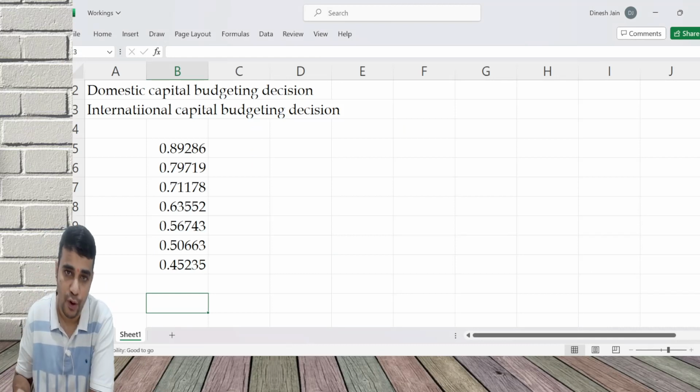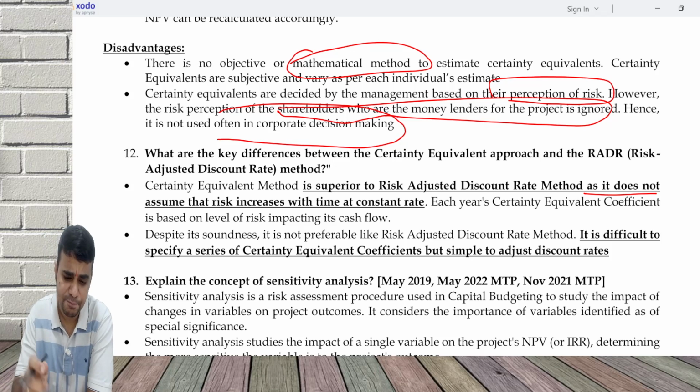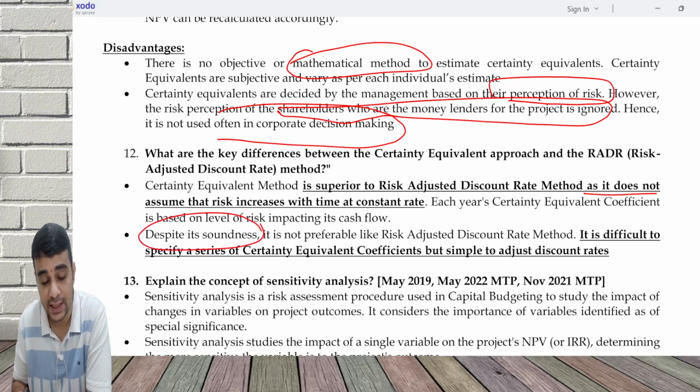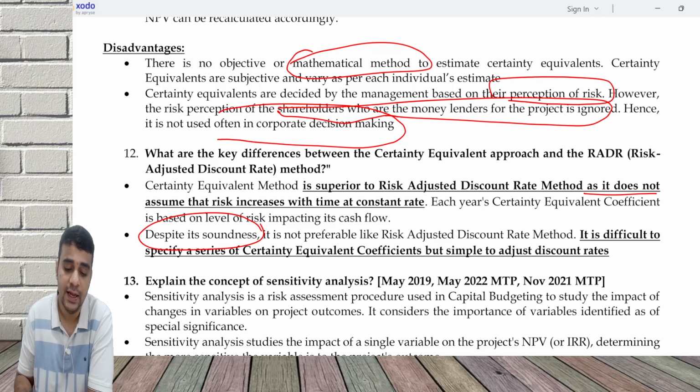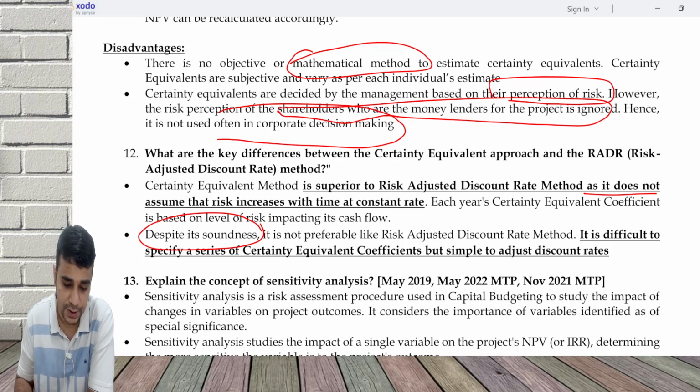First year, I can use 0.9 as CEF, second year 0.7, third year 0.8, fourth year 0.6, fifth year 0.9. You can change the CEF factors. Despite its soundness, that is, the CEF approach is better, it is not preferable, because it's difficult to specify a series of certainty equivalent coefficients.